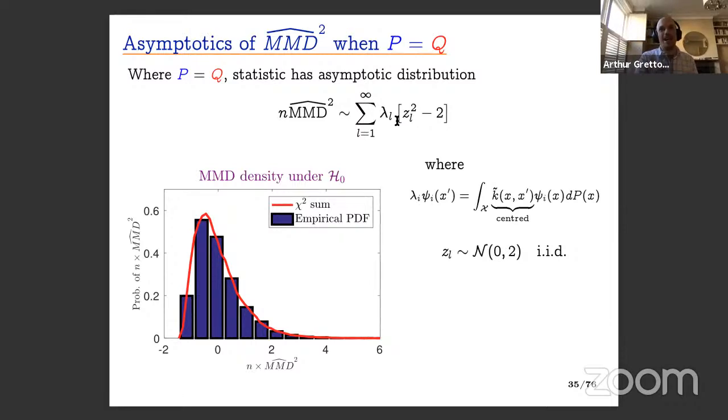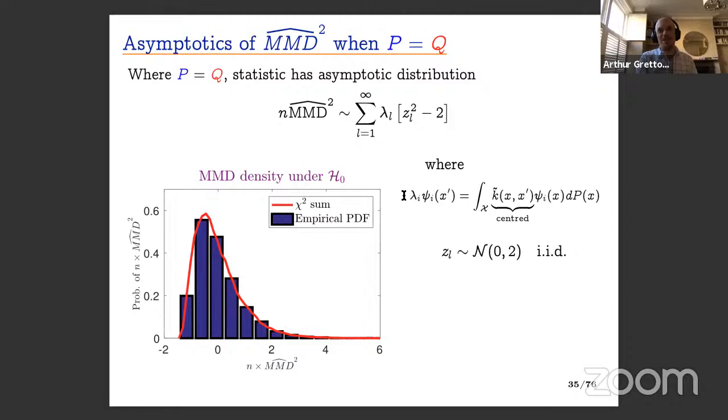Where do the weights of this infinite weighted sum of chi-squared come from? They come from the eigenvalues of my kernel with respect to my P, the distribution with which I draw my x's. And it's a centered kernel, which just means I'm centering in feature space, but don't worry about that. So this is what this distribution looks like.